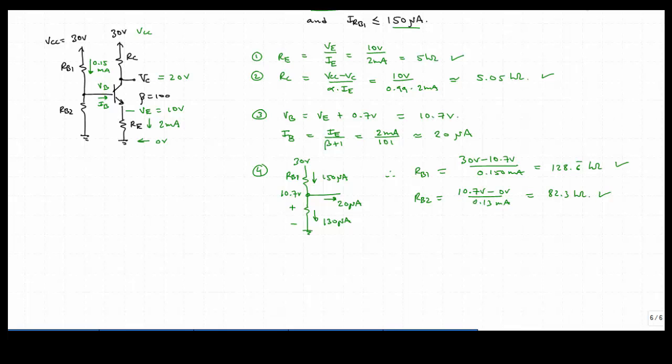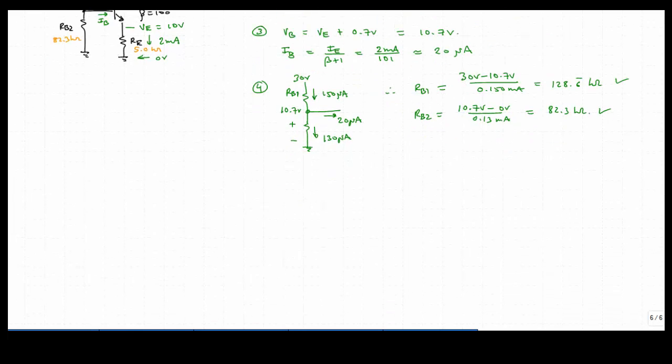We can fill in the values here. We have 5.05 kiloohms for RC. We have 5.0 kiloohms for RE. We have 128.6 kiloohms for RB1 and 82.3 kiloohms for RB2. Now let's double check our answer here. So we're going to check.